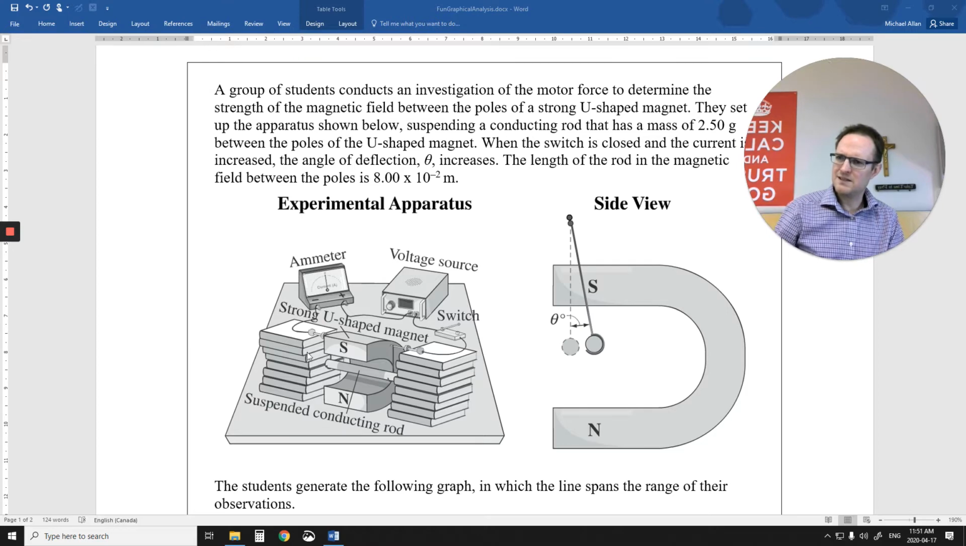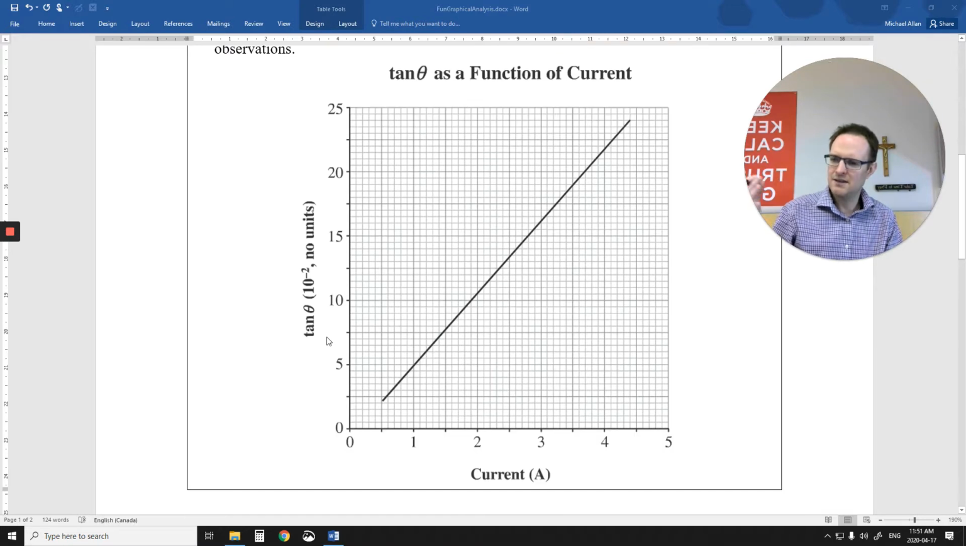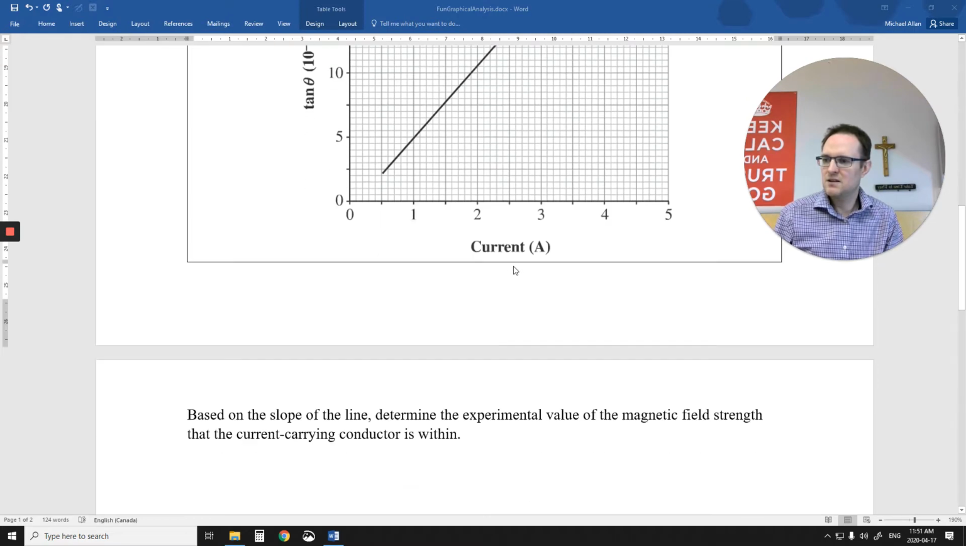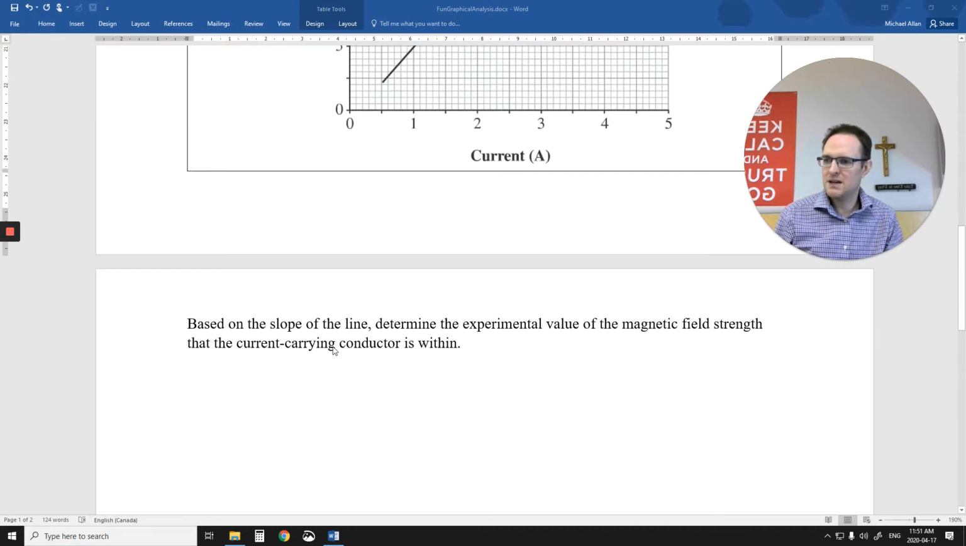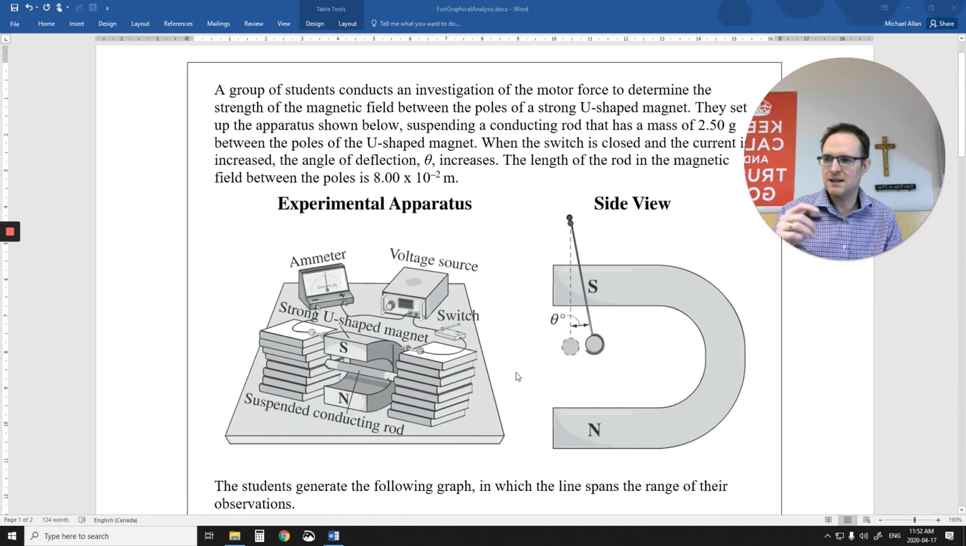What exactly are they doing with this graph that they created here? They've created this tan theta graph as a function of current. You can see it's created this nice little straight line. You don't see any of their data points, but this is just their line of best fit. So the question says, based on the line of best fit, what is the magnetic field strength that the current carrying conductor is within? It's very similar to the lab, but they just did it a little bit differently.